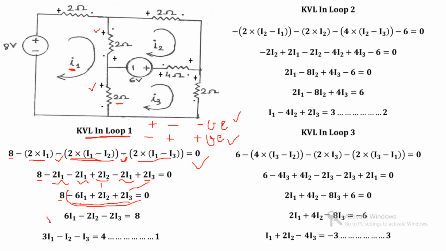Now in this equation we will keep 2 as common. So the final equation becomes 3 I1 minus I2 minus I3 is equal to 4. So this will be the equation of loop 1.